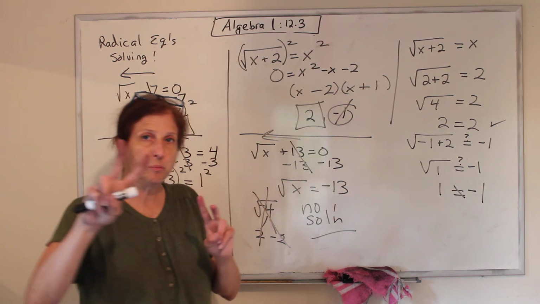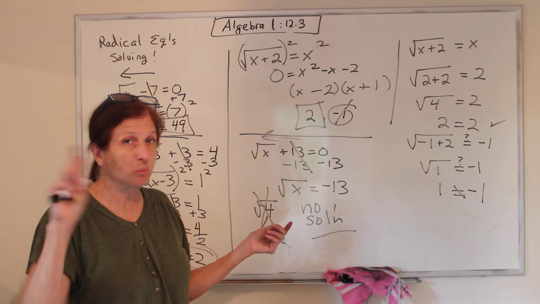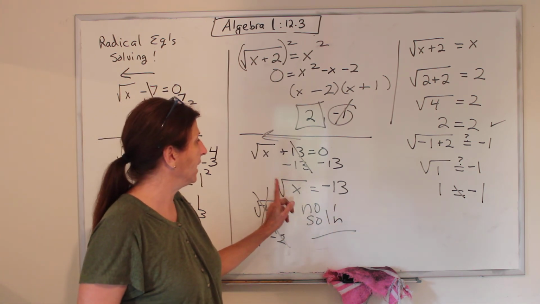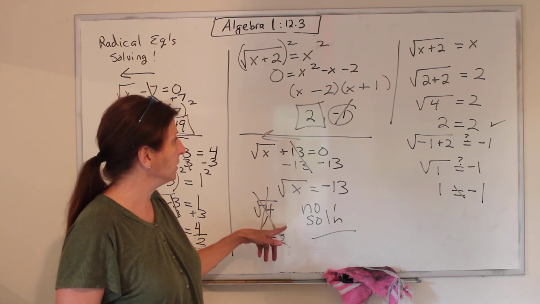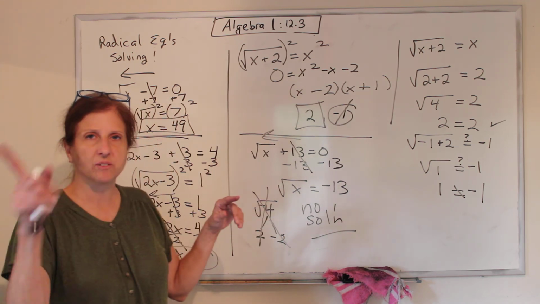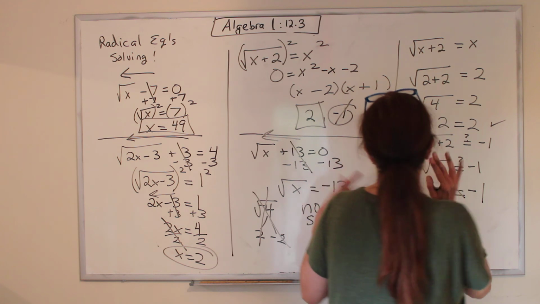So remember, we have 2 big rules in math. I know you think there's more, but there's really only 2 biggies. You cannot take the square root of a negative number, and the other one is that you can't divide by 0. Everything else is negotiable.